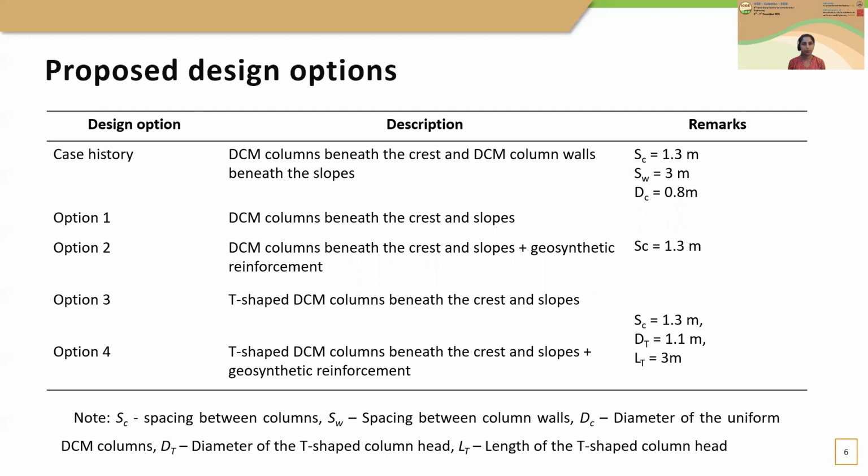The different options that we proposed in this study are listed here in this slide. In option 1, we considered uniform individual DCM columns beneath both the crest and slope of the embankment. In option 2, we combined geosynthetic reinforcement along with these uniform individual DCM columns. Options 3 and 4 are T-shaped DCM columns beneath both crest and slope, where option 4 has geosynthetic reinforcement as well.